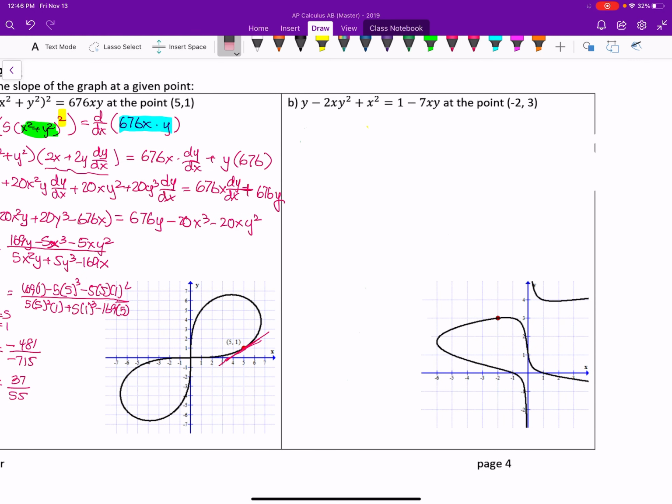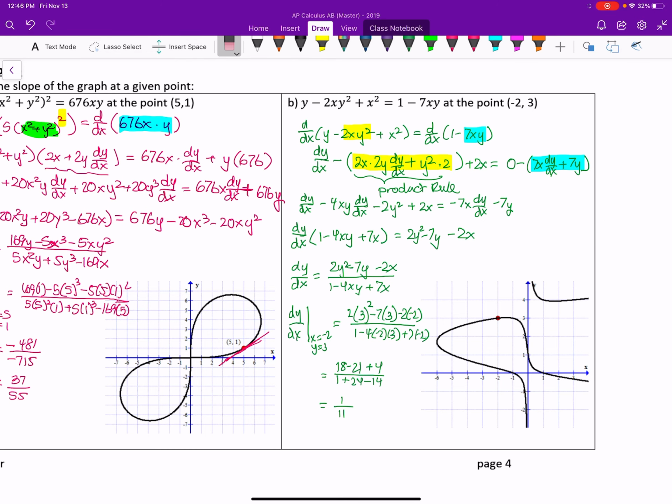All right, pause it and find B. Do the same thing for B. On B, the left is a product rule, and so is the right. I highlighted them to just point that out.